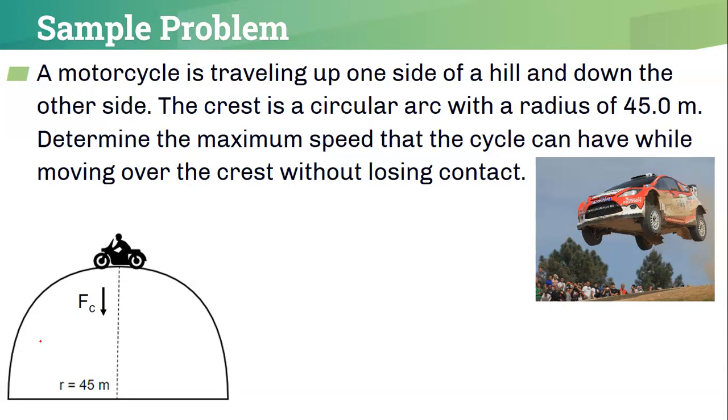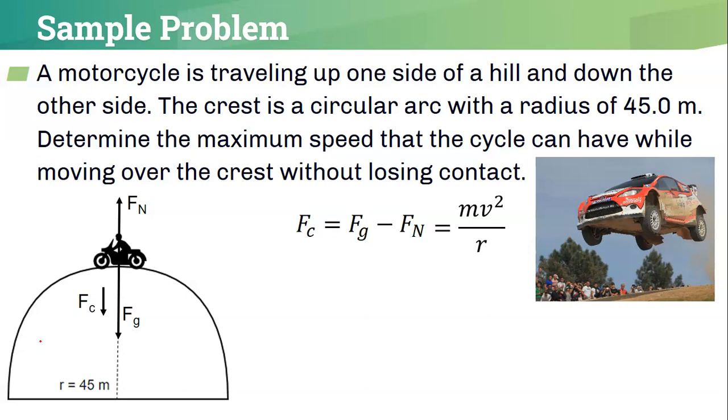Now remember, the centripetal force isn't a force in and of itself. Multiple forces or just one force cause or affect the centripetal force. So we've got the force due to gravity pointing down and the normal force pushing up on the motorcycle. So the centripetal force, the net force acting on the motorcycle, is going to be Fg minus Fn. And we know that the centripetal force is equal to mv squared over r.